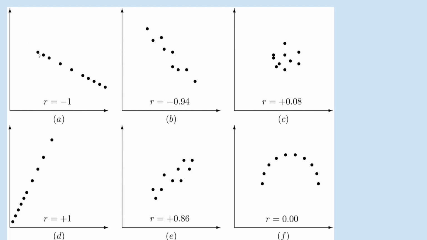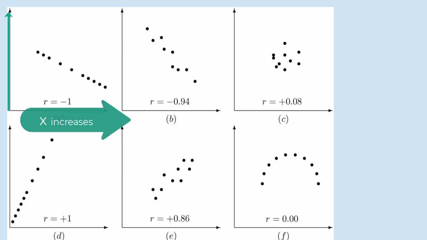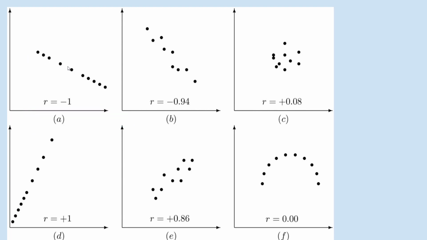So for the point here, the x comma y value, as the x value gets bigger, as I go to the next point, the x value is bigger here and the y value is smaller. So this has negative correlation. This has strongly negative correlation because it's very close to a perfect line.